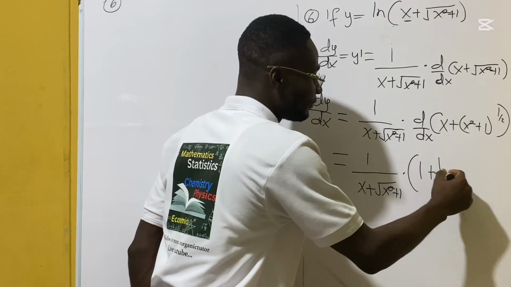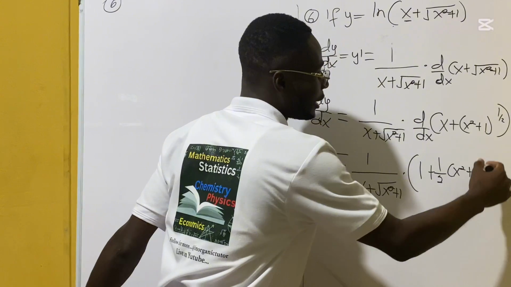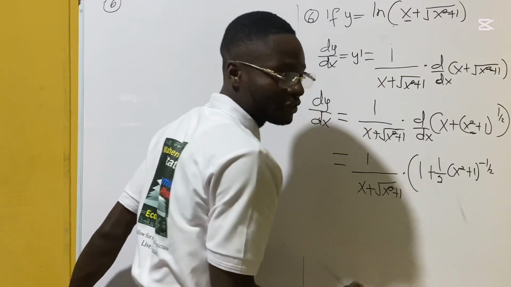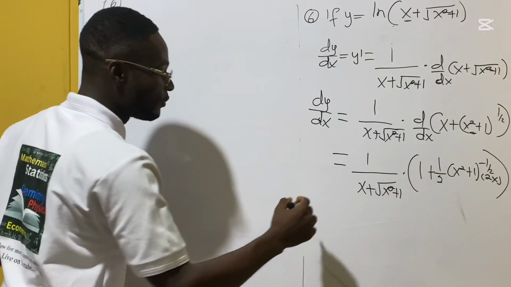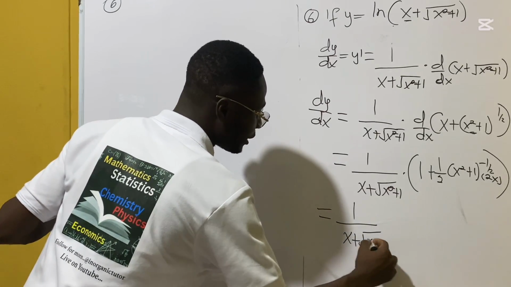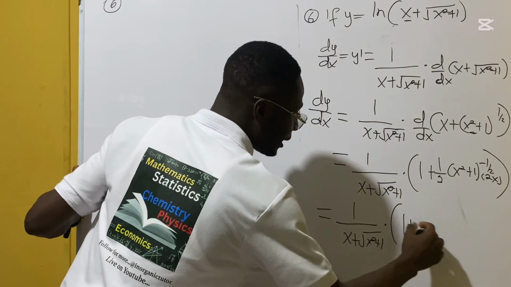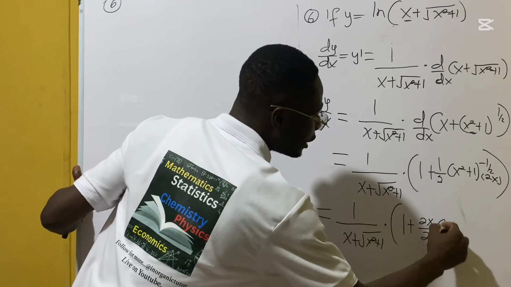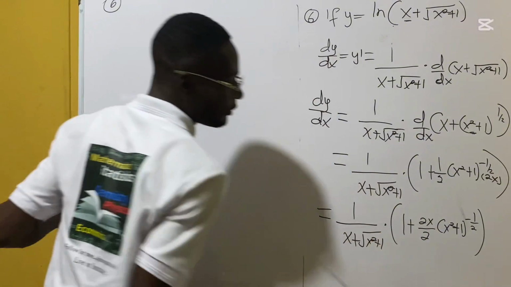You're going to drop the half. Then you have into (x squared plus 1) exponent negative half, right? Then you differentiate the inner function, and that is going to be 2x, right? So from here, we're going to have 1 over x plus square root of x squared plus 1, times 1 plus 2x over 2 into (x squared plus 1) exponent negative half, right?